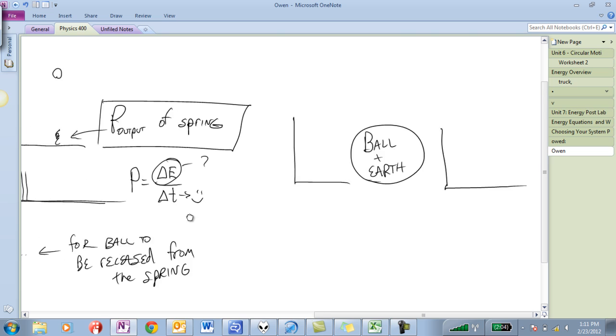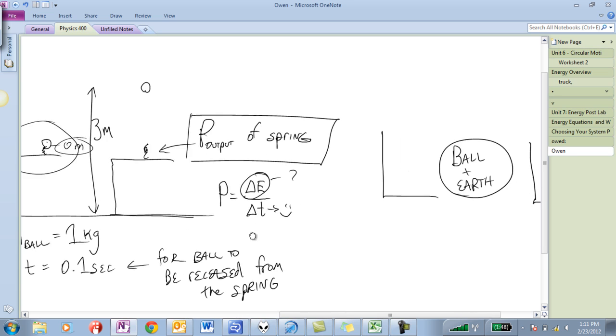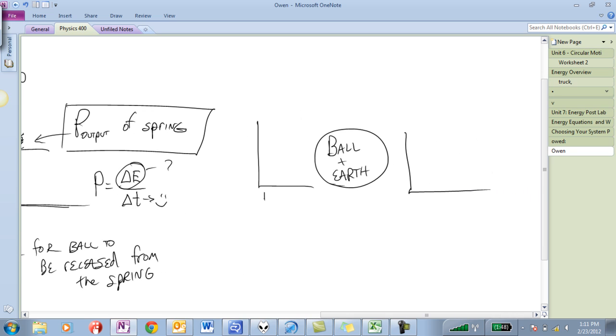So at the beginning, if our zero marker is going to be again right here, you'll notice, is there any EG stored? No. Is there any ES stored? No. Is there any EK stored? No. So you'll notice EG, EK, and ES are all 0 at the beginning. Why is there no ES? No spring in our system. So that makes it really simple and really easy.